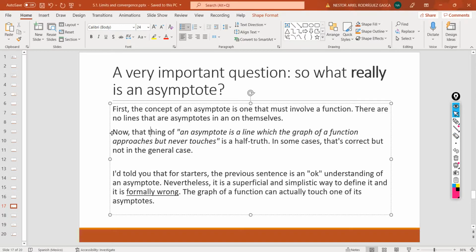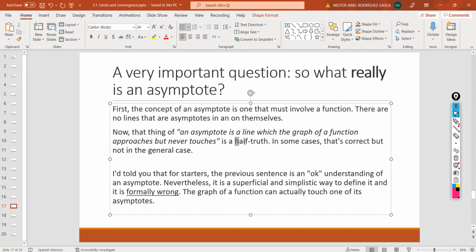Let's continue reading. Now, that thing of an asymptote is a line which the graph of a function approaches but never touches, is a half-truth. Okay, that's how we started to understand, to get a feel for what an asymptote was. But it's not true. It's just a half-truth, guys. In some cases, that's correct. This sentence is correct. But in the general case, it's not.